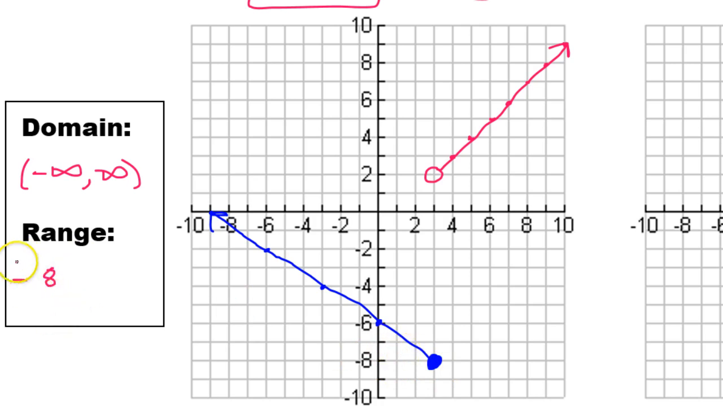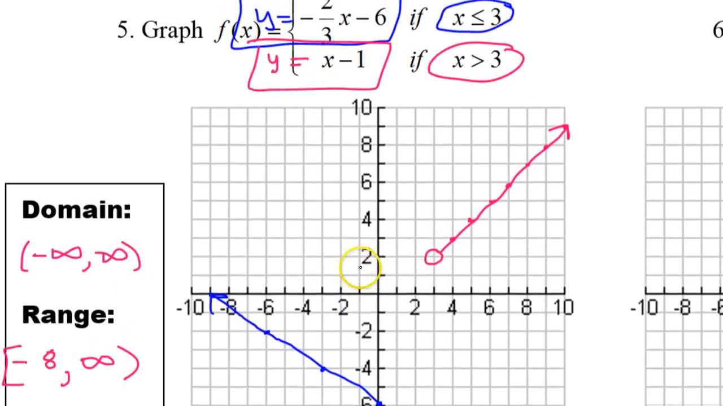The closed circle reminds me that it needs to be included, so I'll put a bracket. And then after that, the function goes up forever. So +infinity. So that is it for number 5.